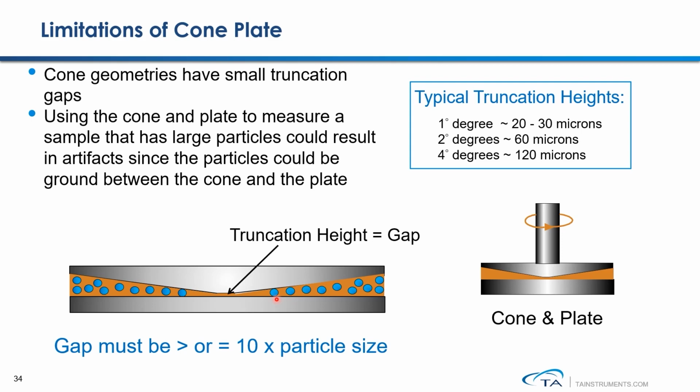If you need to decide whether or not you can use this particular cone geometry to perform the measurements, usually the rule of thumb is that the truncation gap must be equal to or greater than 10 times your particle size.